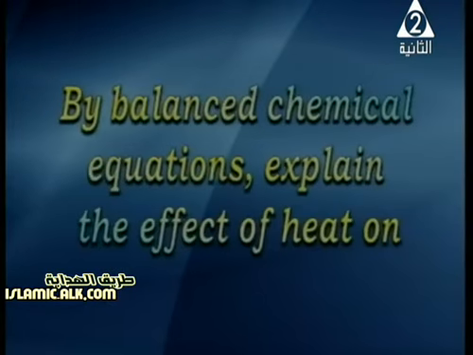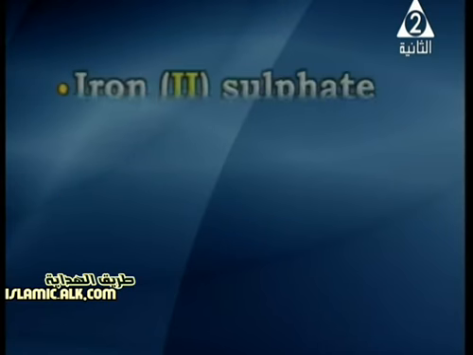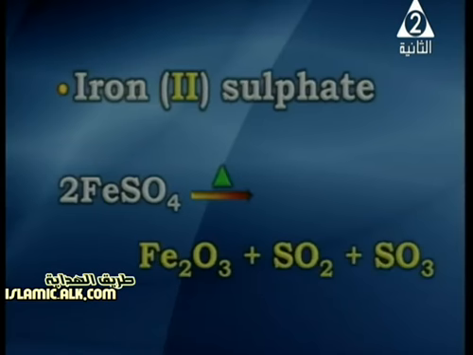Next type of question, my dear students. By balanced chemical equation, explain the effect of heat on iron 2 sulfate and iron 3 hydroxide. The effect of heat on iron 2 sulfate, as the equation proceeds on the screen, it gives iron 3 oxide Fe2O3 and sulfur dioxide SO2 and sulfur trioxide SO3 gas.